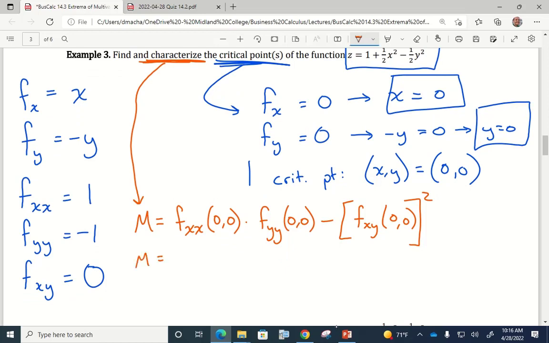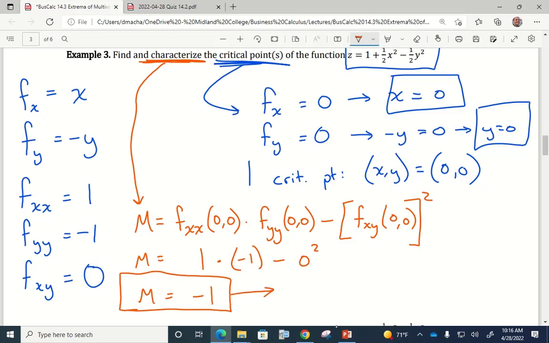So my second derivative with respect to x is just 1. My second derivative with respect to y is just negative 1. And then my mixed partial is just 0. So my value for m is going to be negative 1. And if my value for m is negative, that tells me we're talking about a saddle point.